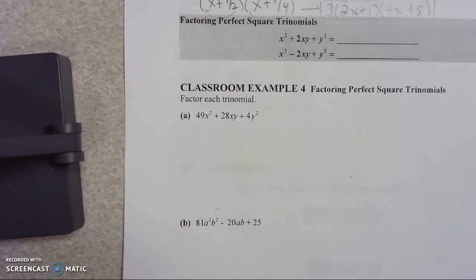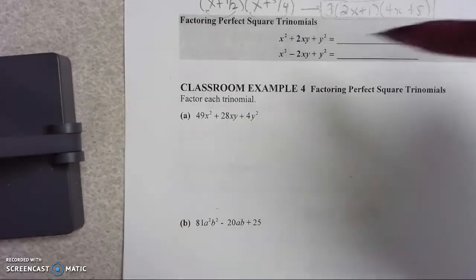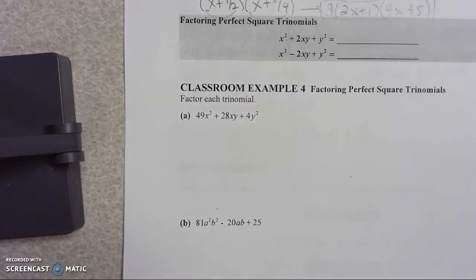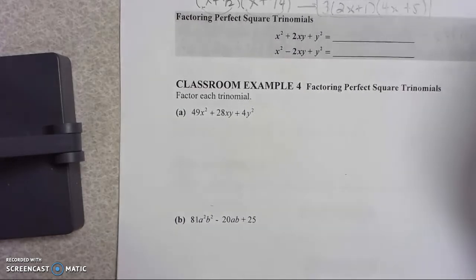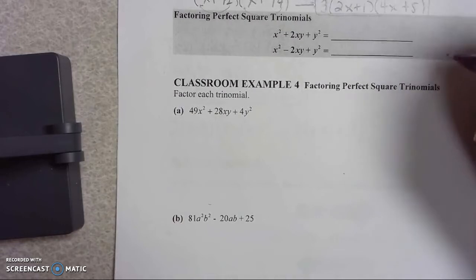This video is a continuation of R.4. In this video we're going to be looking at factoring perfect square trinomials. So remember, perfect square trinomials come from when I take a binomial and I multiply it times itself, or I square it. However you want to look at it. So maybe something like this.